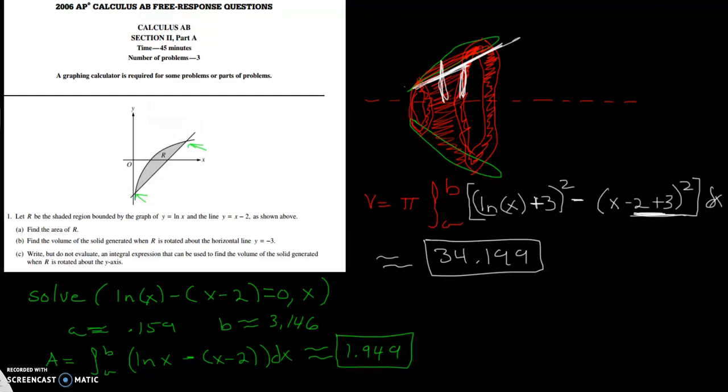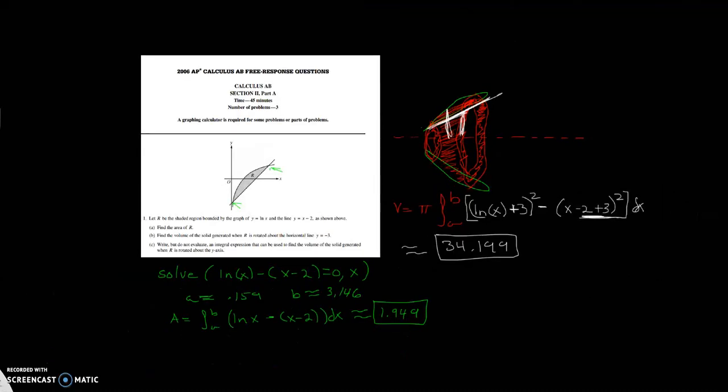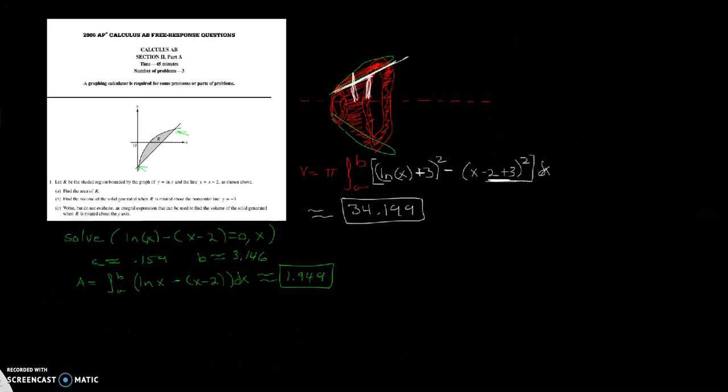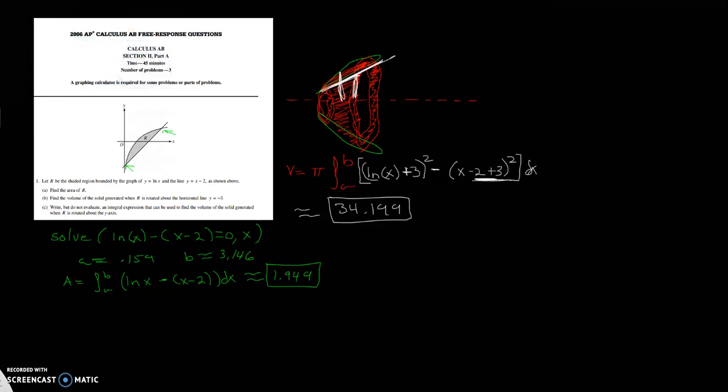Okay, part C, write but do not evaluate an integral expression that can be used to find the volume of the solid generated when R is rotated about the y-axis. Okay, so what we have over here is if we rotate it about the y-axis, it would look something like this. And I can't draw, so please forgive me. Actually that should be the straight line, and then it would look like this, and times all the thicknesses in between.